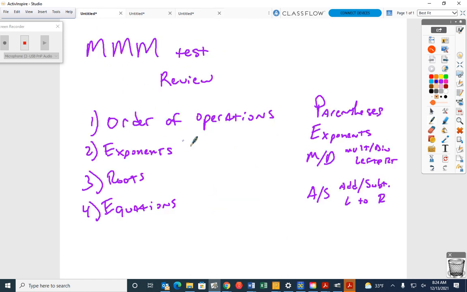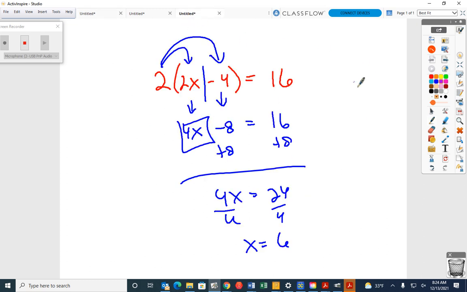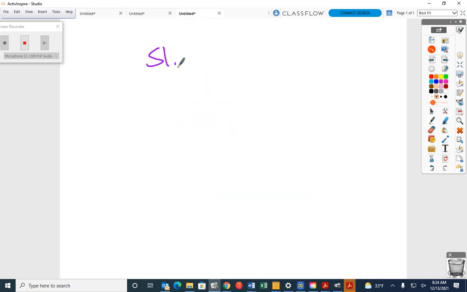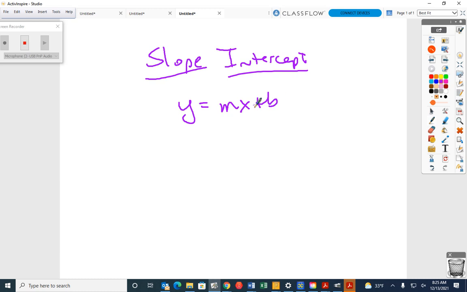Next part you've got to know. Remember, pay attention. I need you to know how to do graphs, and specifically with graphs, I'm talking about slope-intercept form. What is slope-intercept form? Do you guys remember? Let me give you a clue. Slope, intercept. Why is it called slope-intercept? Slope, then intercept. y equals mx plus b.